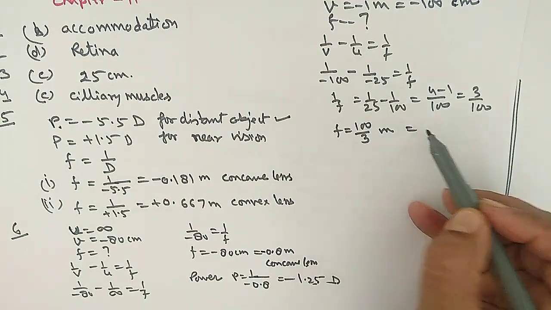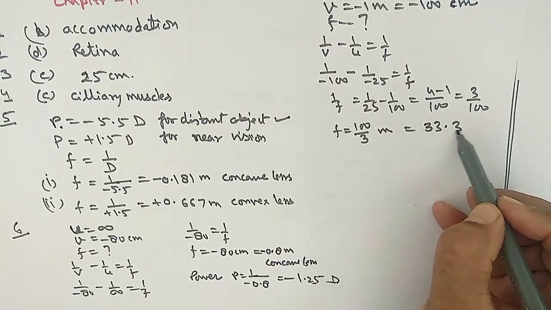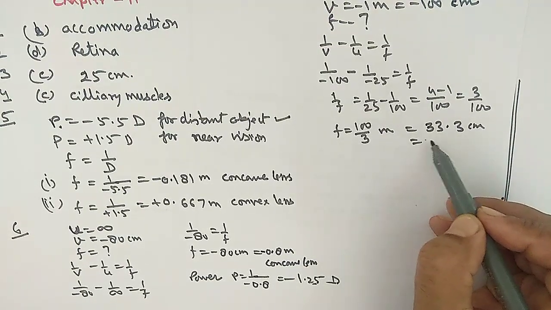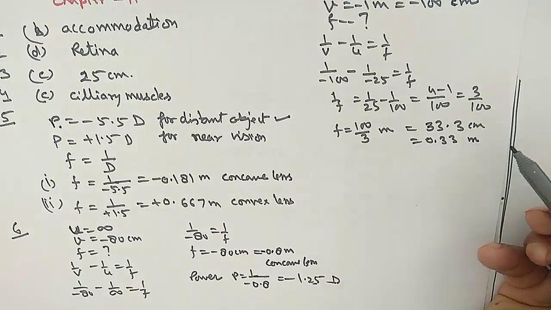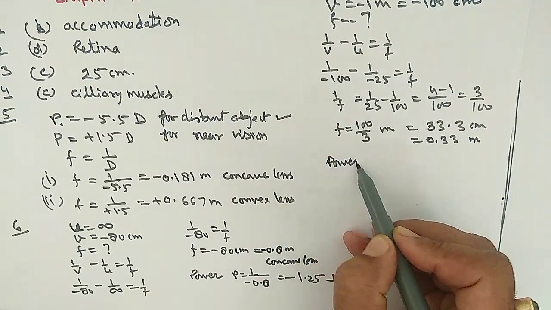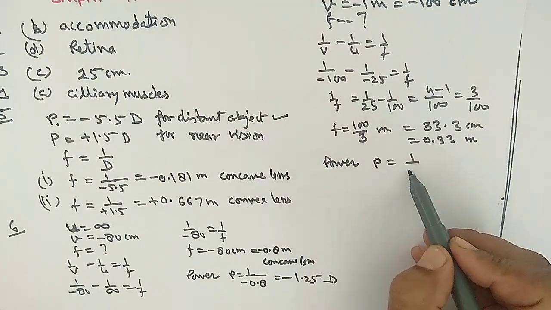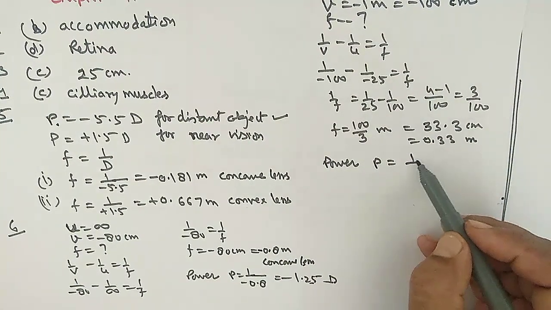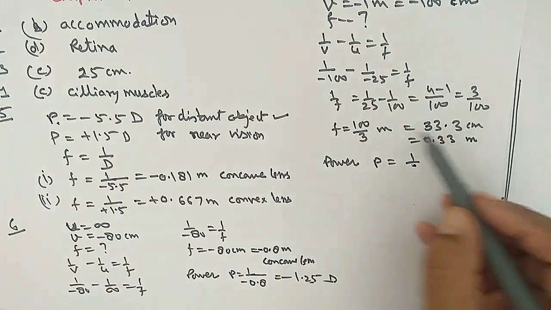Okay, or simply you can say it is 33.3 centimeter or 0.33 meter. Okay, now you can find the power also. So the power P is equal to 1 upon F.